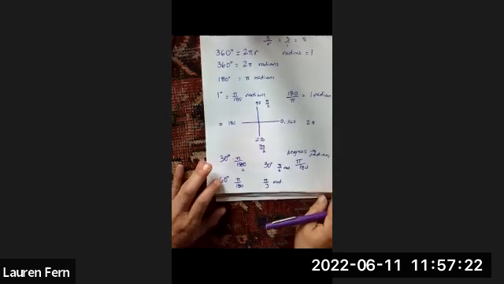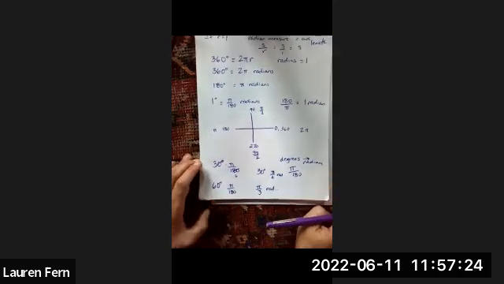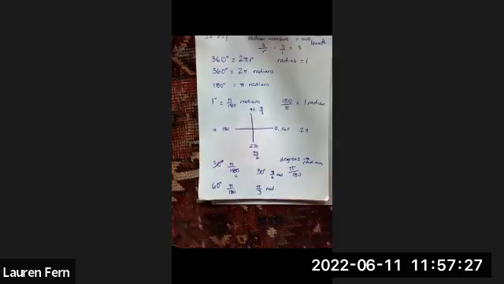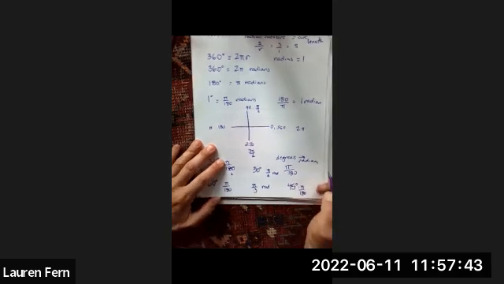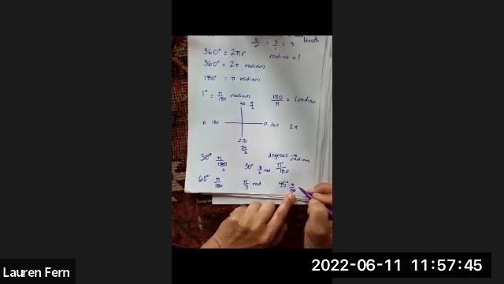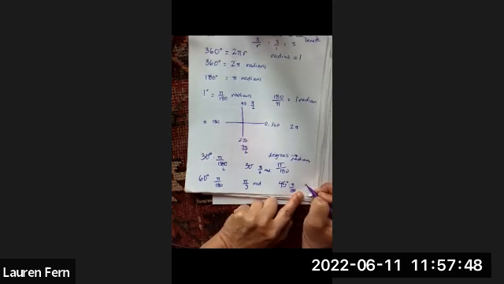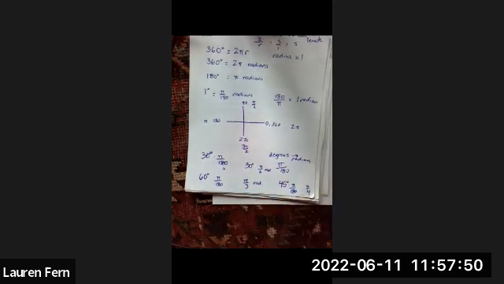And I understand that this is uncomfortable at first. It takes practice, and I just encourage you to play around. The familiarity and the importance of this just simply cannot be overemphasized. 45 degrees, again, change it to radians, multiply by pi over 180, and you're going to get pi over 4 radians.